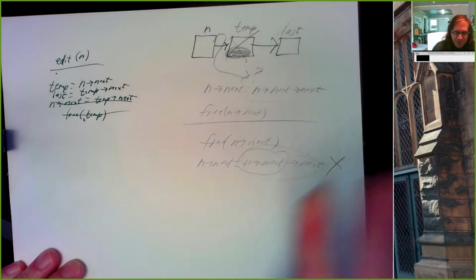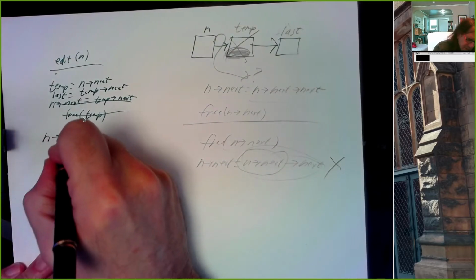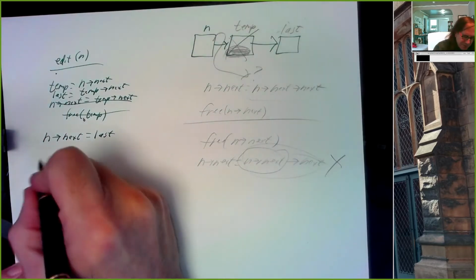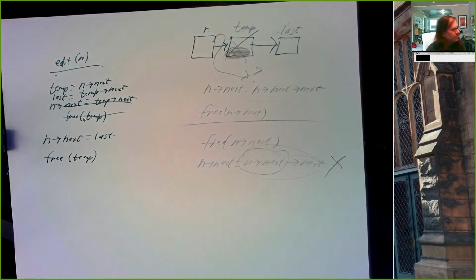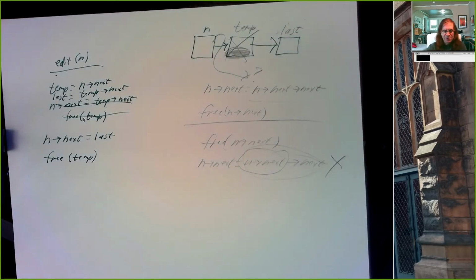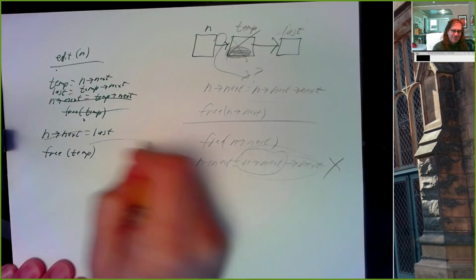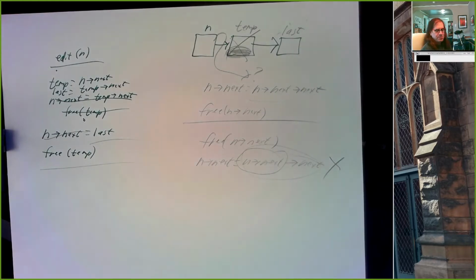And now, what do I want? I want n next to point to last. That's just n next equals last. And now I want to free temp. I'll just free temp. And you almost don't have to think about it. You have to think about setting these things up. But then if you know what you want to have happen, each action corresponds to a line of code that really just says, have n's next field point to the last node. Get rid of the memory being used by the temp node.